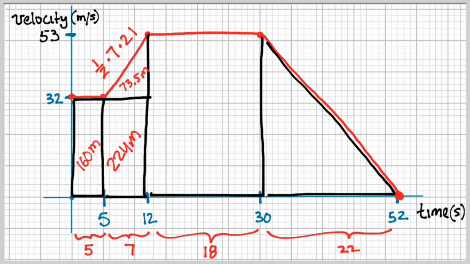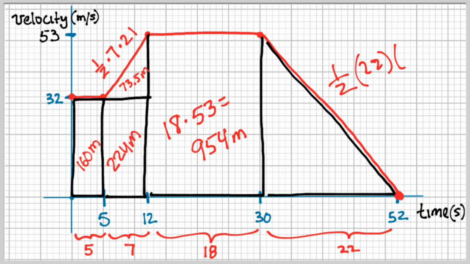73.5 meters. For our big rectangle, when we were going at a constant velocity for 18 seconds, we're going to do 18 seconds times 53 meters per second, and that will give us 954 meters. And finally, for our last triangle, we're going to have 1/2 times the 22 seconds times the 53 meters per second, because that's how tall our triangle is. And seconds times meters per second leaves us with just meters, and that will be 583 meters.